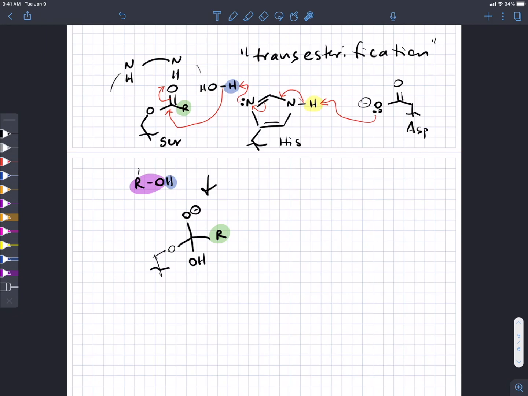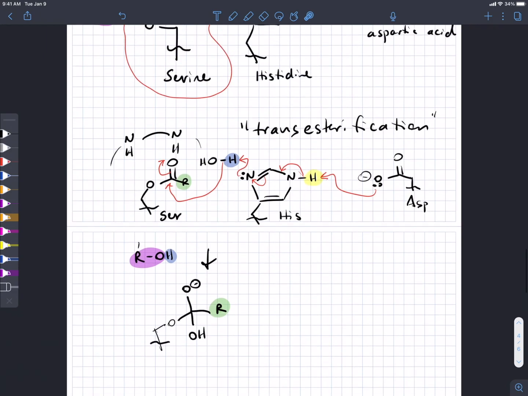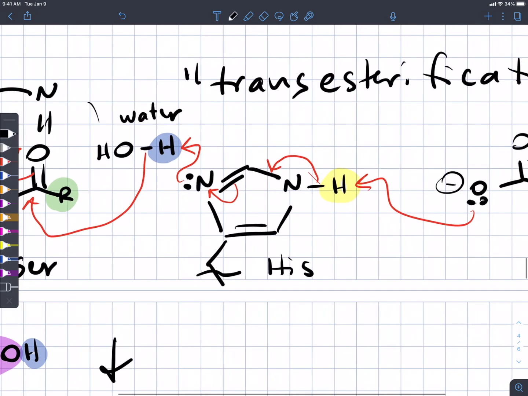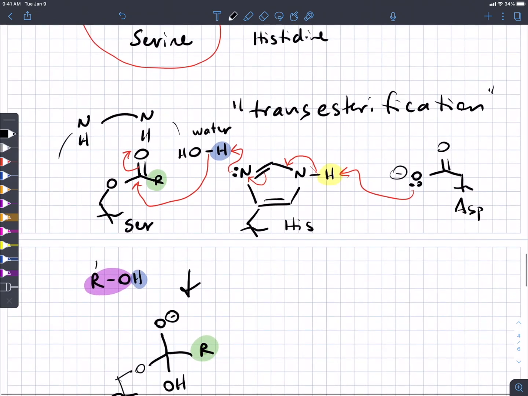Okay. Well, if you have anything, let's see. Where did the added OH group come from again? Water. A molecule of water enters the active site. And then the catalytic triad activates it to be a nucleophile. Anything else?